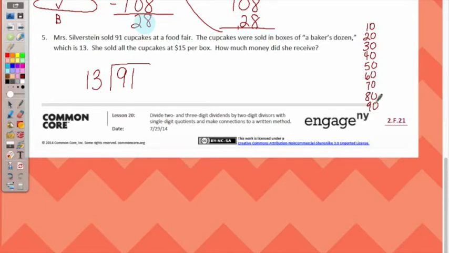What number's closest to 91 without going over? 90. But I rounded down. 80. You can't do that. So should we try a 9 or try an 8? 8. Let's try an 8, okay? Now somewhere over to the side, I'm going to do 13 times 8. Let's see if I'm even close.